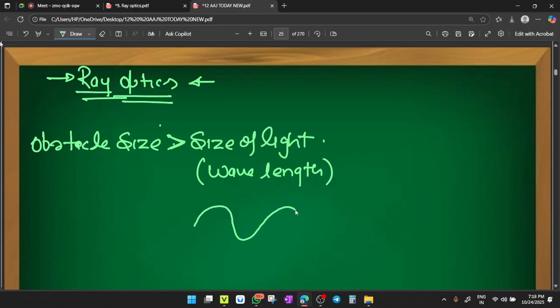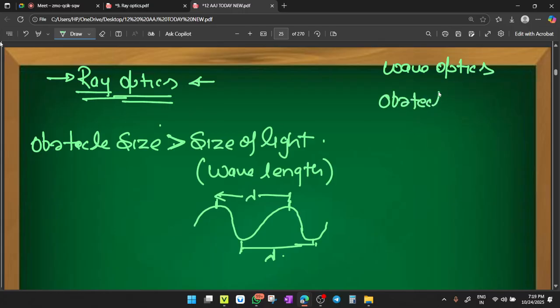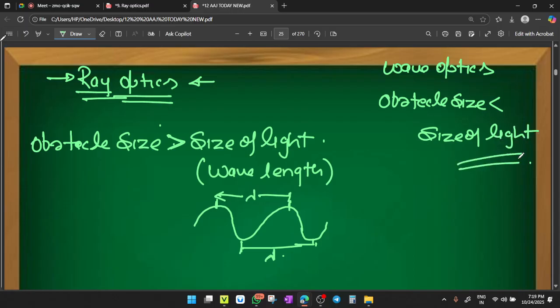If light is an electromagnetic signal, the distance between two successive crests is called the wavelength, or the distance between two successive troughs is called the wavelength. So to realize ray optics, the obstacle size should be greater than the size of light, and to realize the effect of wave optics, the obstacle size should be less than the size of light.